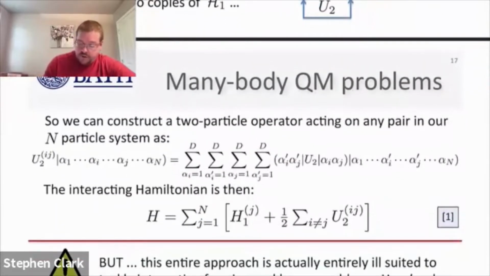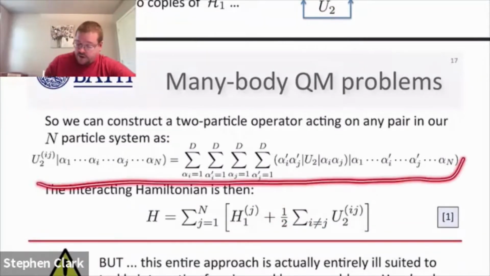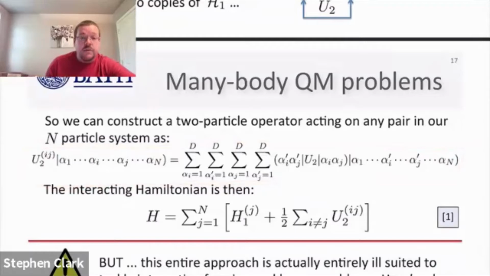Okay, so if we want to construct a two-particle operator that acts on all pairs in our n-particle system, we want to sum across all possible pairs. I'll put a factor of a half here for double counting, because I'm just using i not equal to j. Then I need to embed this. I need to work out how to act this on a particular pair of particles, and that's exactly what this equation here does. It picks two particles and acts on them with this particular set of matrix elements. And if you then sum this over all possible pairs, we get all interactions that we need.